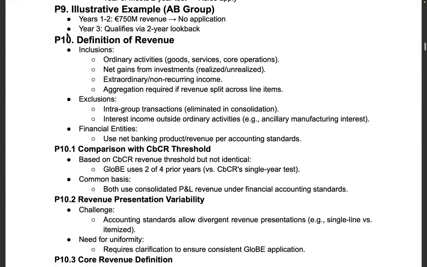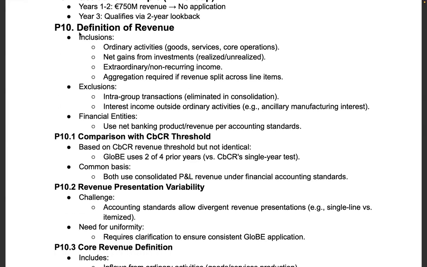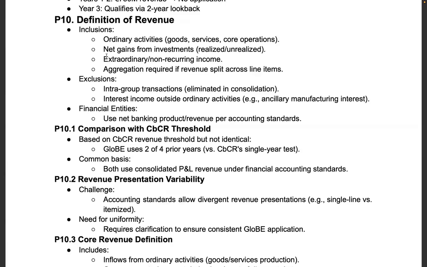So I'm going to go to paragraph number 10, definition of revenue. Now that's an interesting one. What would be included in the concept or the meaning of revenue? Ordinary activities, goods, services, core operations, net gains from investments, realized as well as unrealized. That's very interesting. Unrealized gains are also considered as part of the revenue. Extraordinary, non-recurring income, so that would also be considered as revenue.